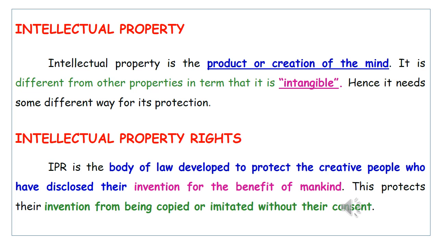Intellectual property. Intellectual property is the product or creation of the mind. It is different from other properties in that it is intangible. Hence, it needs a different way for its protection. Next, what are intellectual property rights?